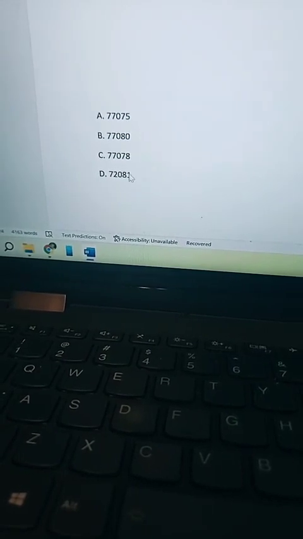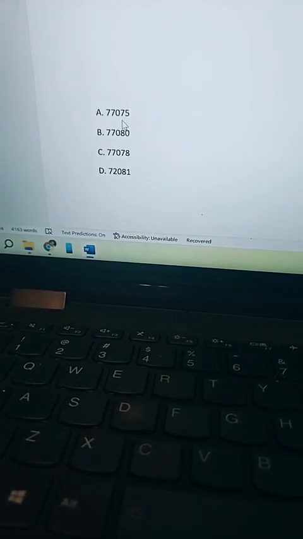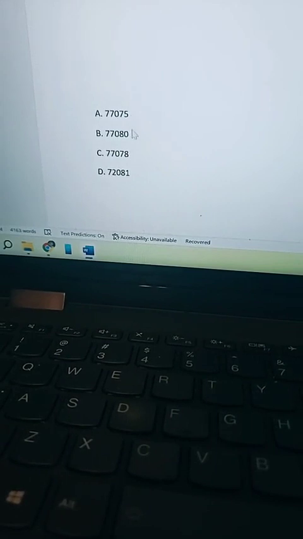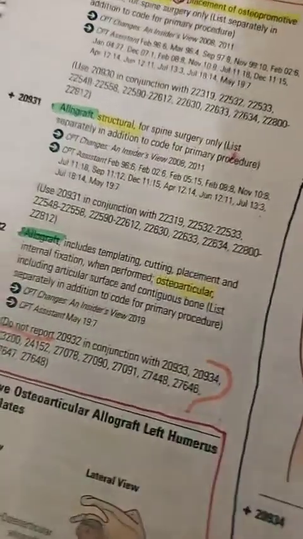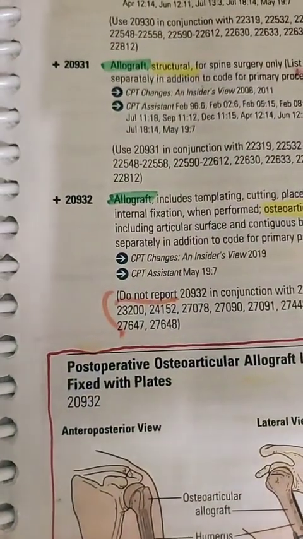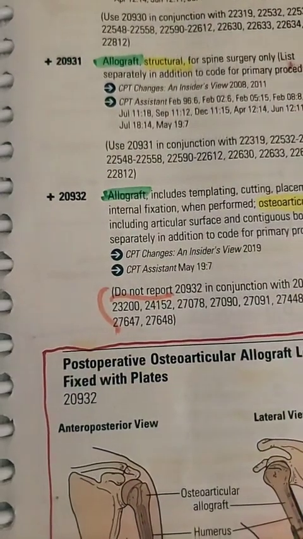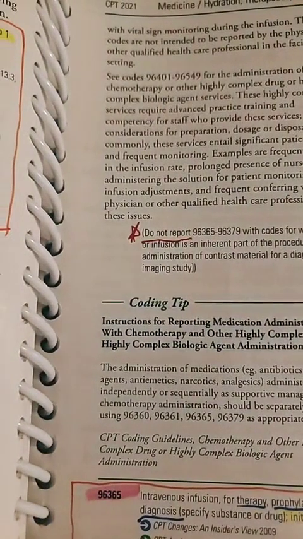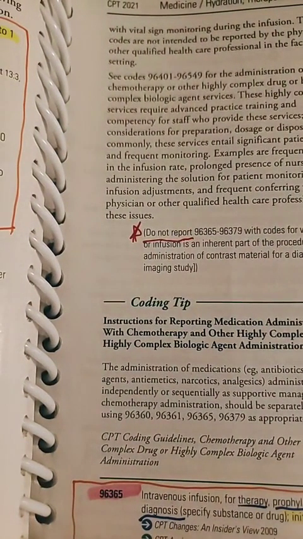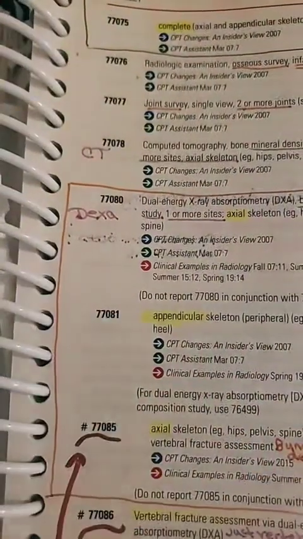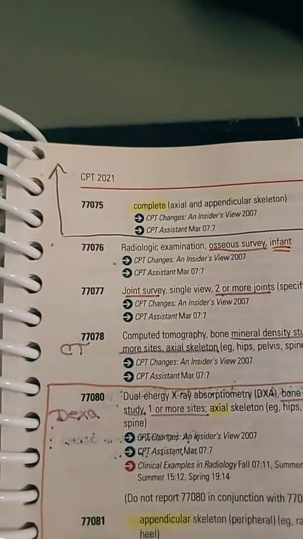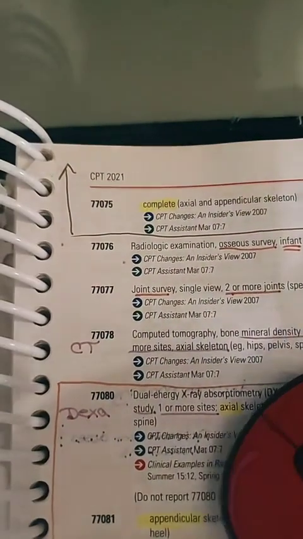Probably not one here that we can eliminate. Since they're all in the same area, we need to just go to the first one in the sequence and go to 77075 and see what the differences are here. Place this back. 77. We're in the back. Right here, we're underneath bone and joint studies.